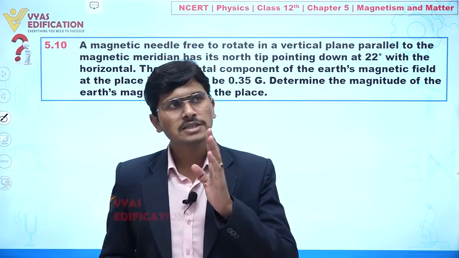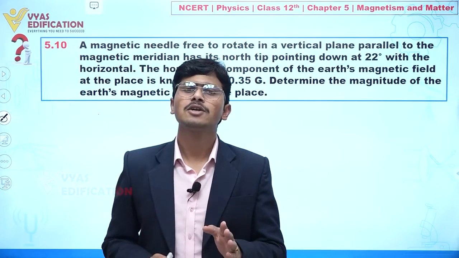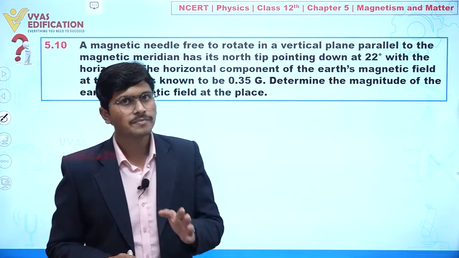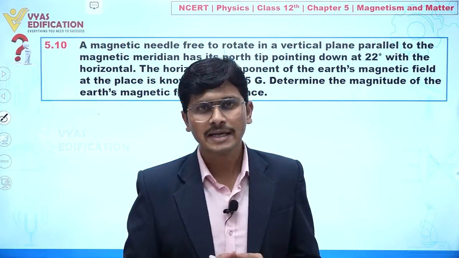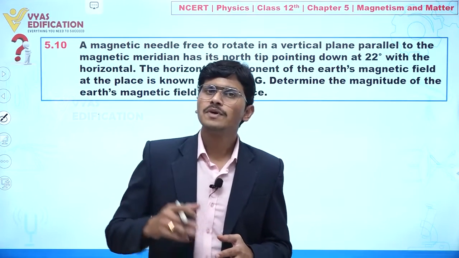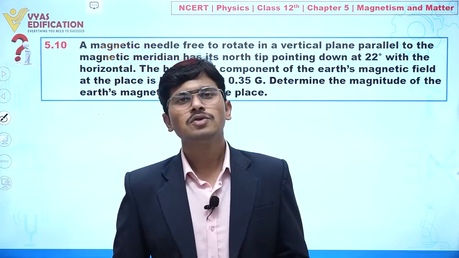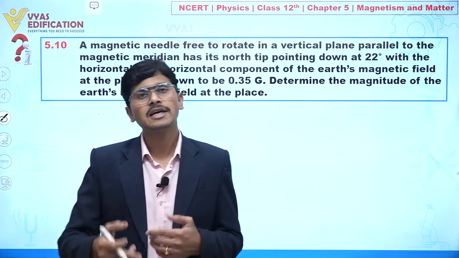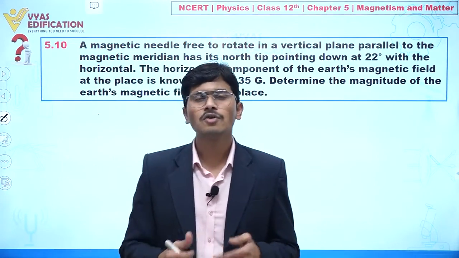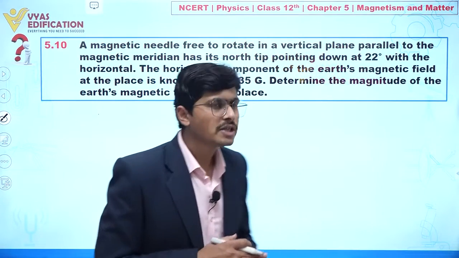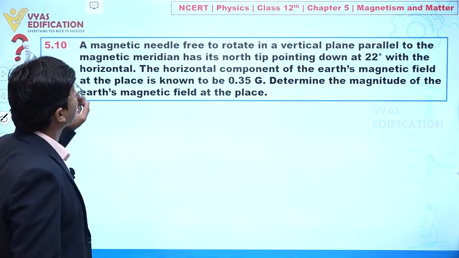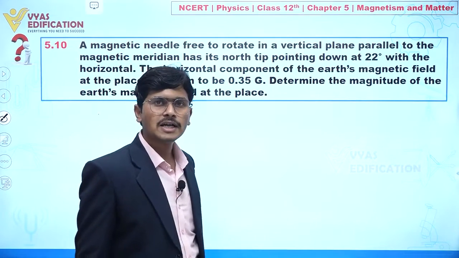So we can say the plane that is passing through magnetic north and magnetic south, that we can say is the magnetic meridian. Let's suppose we have a needle, a dip needle. This is a special type of needle that can deflect in a vertical direction or in a vertical plane. Clear?